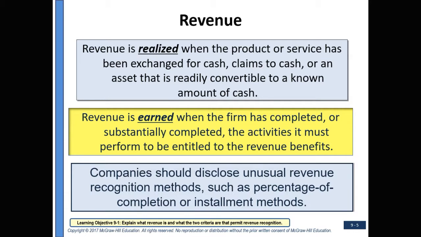Companies should disclose any unusual revenue recognition methods, such as percentage of completion or installment method, and you'll often find this in the notes to the financial statements. Things such as installment or percentage of completion methods relate to large projects, construction, manufacturing, things of that nature.